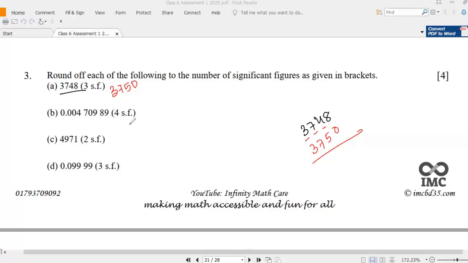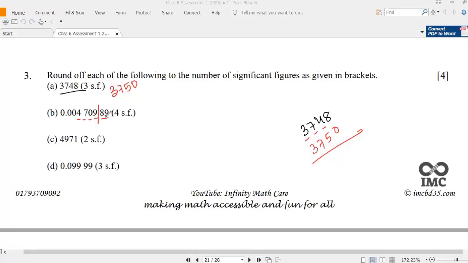Now second one, B. 0.00470989 to four significant figures. At first, we need to find out that this is 1, 2, 3, 4, 5, 6. This is a six significant figures number. But we need to convert into four significant figures. So we will stop here. Okay, we will stop up to 9.